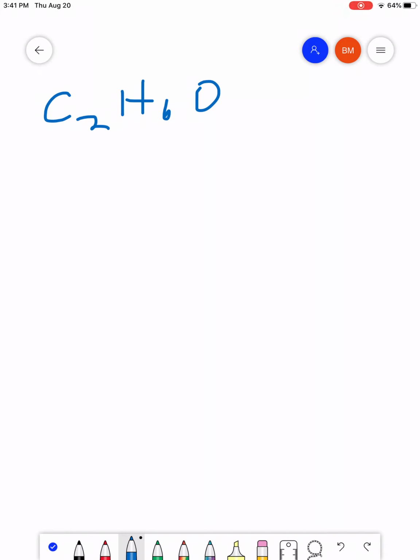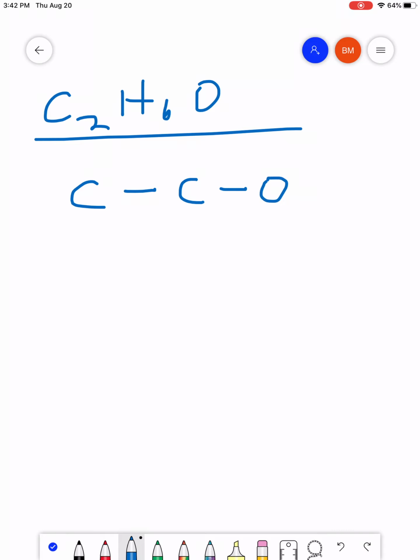At this point, I'm not going to go through the whole process of listing all the valence electrons and adding them up. I think you guys should be pretty good at that by now. If you have some questions about it, let me know. So I'm going to show you how I can draw a couple of valid Lewis structures for C2H6O. I got two carbons. What would happen if I took two carbons, linked them together, and maybe included an oxygen as well?